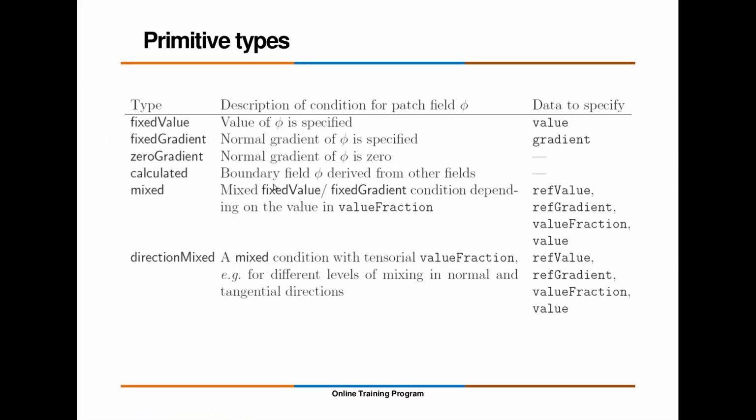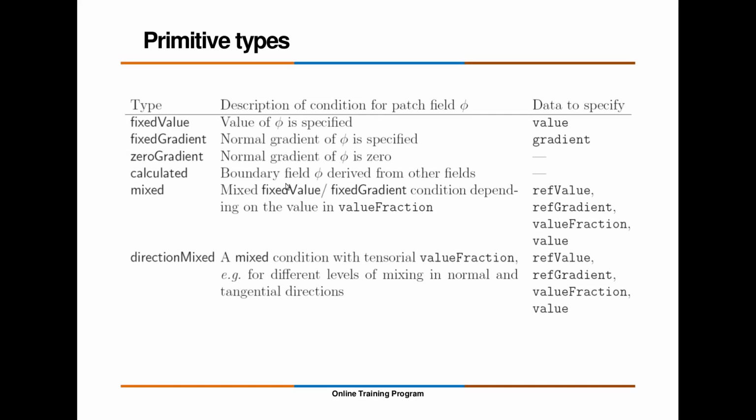For primitive, you have fixed value, fixed gradient, zero gradient, calculated, mixed, and directional mixed. With fixed value you can specify the value directly. With fixed gradient you can specify the gradient. Let's say we want to specify a heat flux condition. For the temperature in heat transfer phenomena, you specify either a constant heat flux or a constant temperature. Constant temperature goes with fixed value, while for constant heat flux we rely on the fixed gradient type of condition. Zero gradient means the normal gradient of any quantity phi on that particular patch goes to 0.